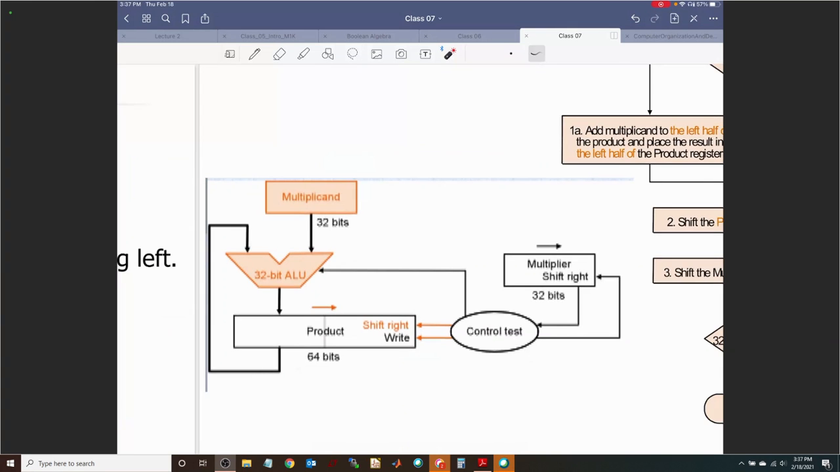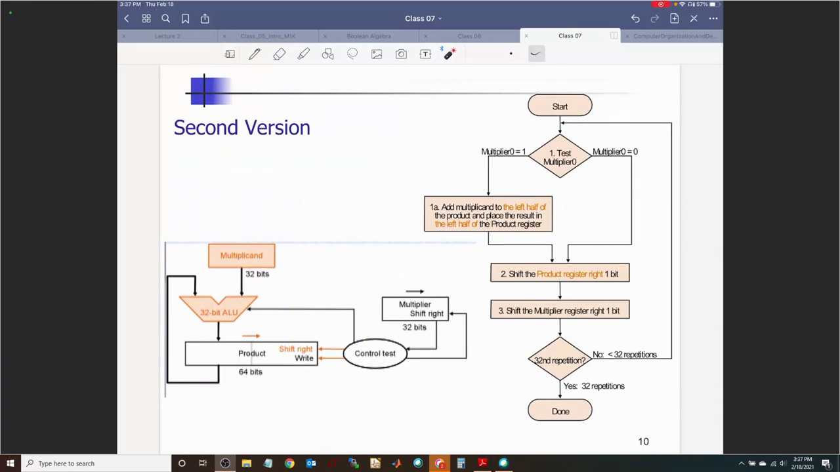So I hope that discussion was clear. Are there any questions about the second version? You're still looking at the least significant bit of the multiplier.